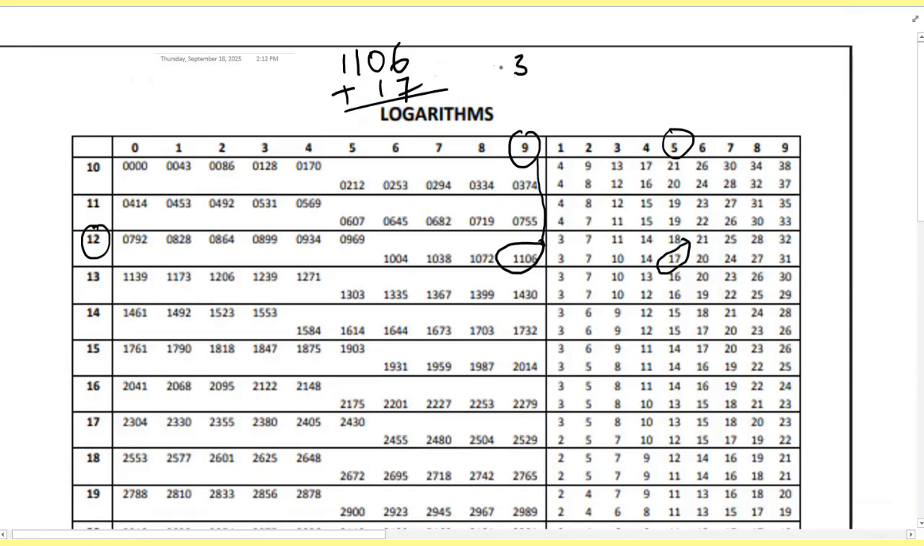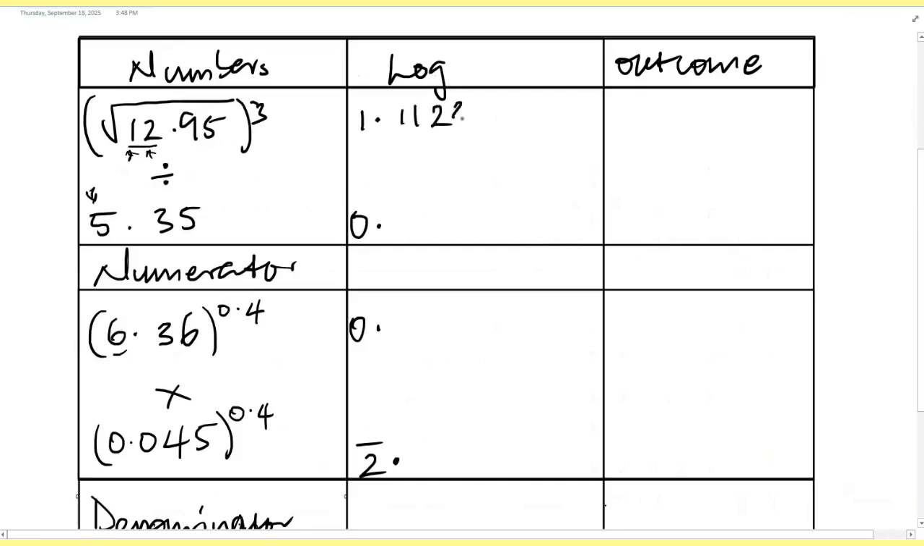So 6 plus 7, I'm writing the answer here. 6 plus 7 gives us 13. 13, we carry 1 and add to this one. 1 plus 0 is 1, plus the other one is 2. So we have 1, 1, 2. So let's go back to the next page and write this. We have 1, 1, 2, 3.